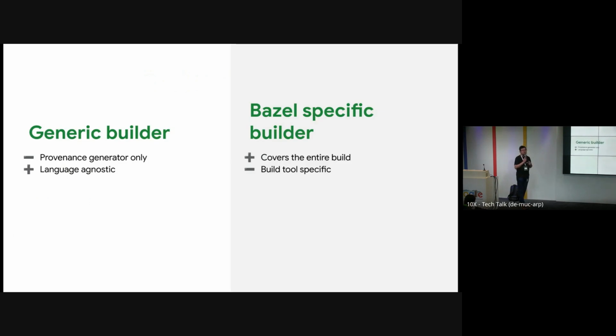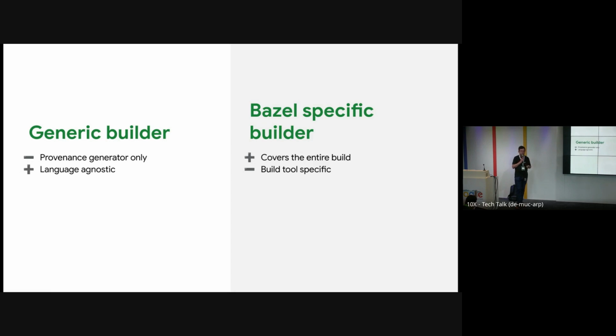Okay, so now there are two ways in which you can generate provenance. One is to use a generic builder that already exists, or to use a builder that is specific to the build framework or to the language. In general, using the specific builder is easier because it's already implemented. You don't need to do anything. You just call that, and that's all.